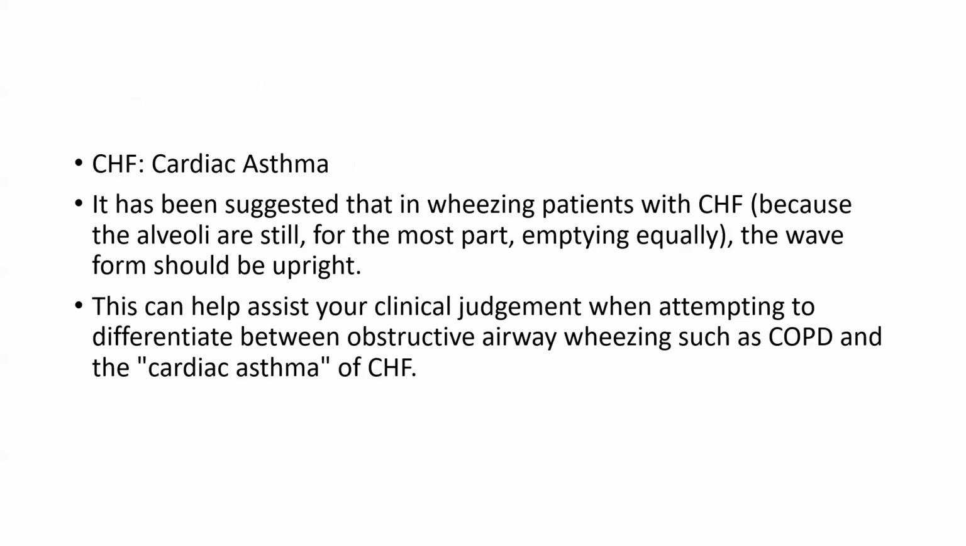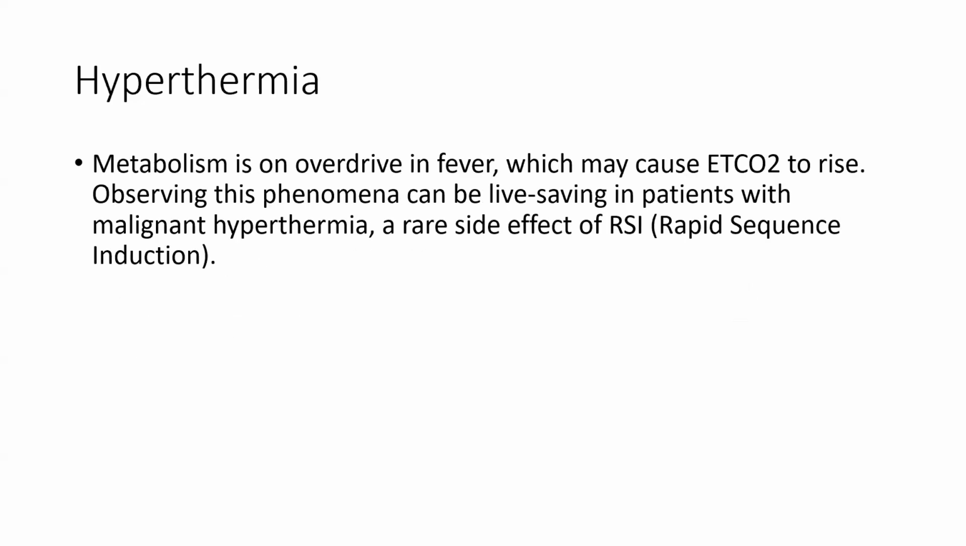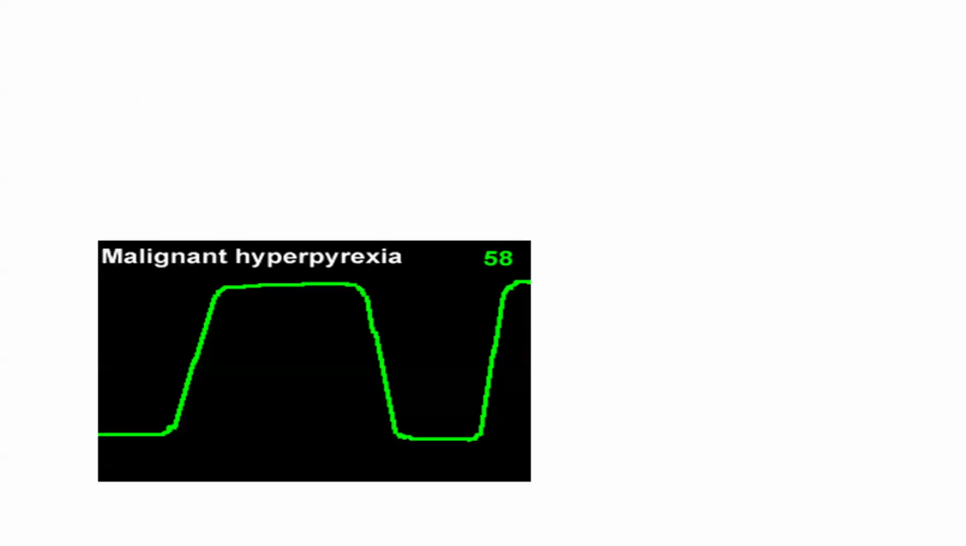Now, about cardiac asthma. It has been suggested that in a wheezing patient with CHF, the waveform should be upright. This can help assist your clinical judgment when attempting to differentiate between cardiac asthma and COPD. About hyperthermia: metabolism is in overdrive in fever, which causes EtCO2 to rise. Observing this phenomenon can be life-saving in patients with malignant hyperthermia, which is a rare side effect of anesthesia. So in malignant hyperthermia, the EtCO2 will project like this.